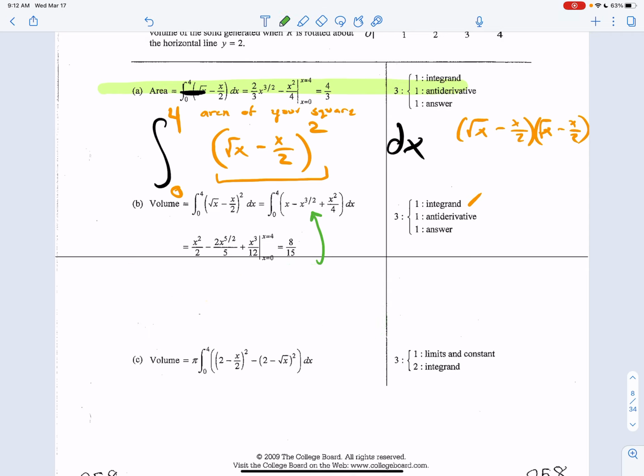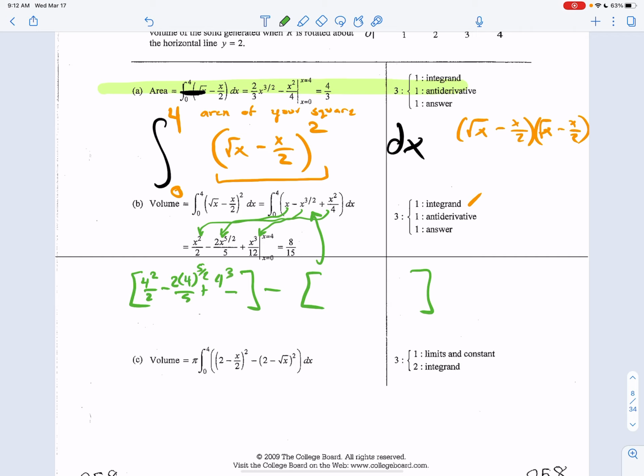Yeah, so after that, you're going to integrate each term. You're going to get x squared over 2, that, and that. Okay? There's still calculus to be done. What I would do is plug in my upper, which is 4 squared over 2 minus 2 times 4 to the 5 halves over 5 plus 4 to the third over 12 minus 0 squared over 2 minus 2 times 0 to the 5 halves over 5 plus 0 cubed over 12.